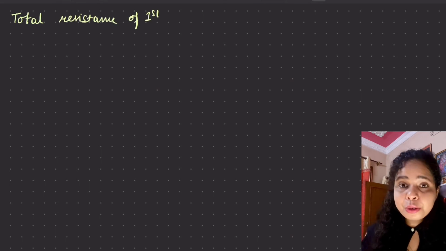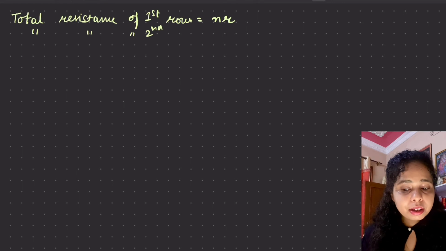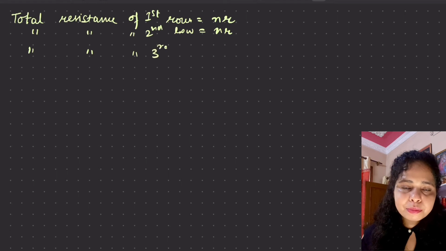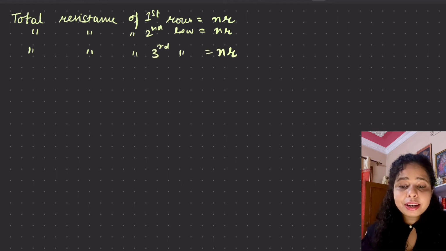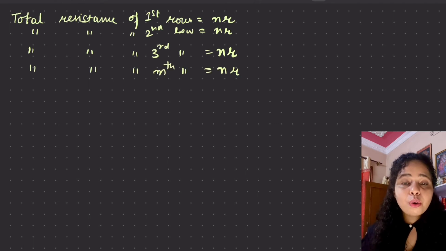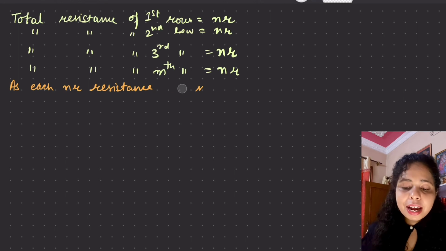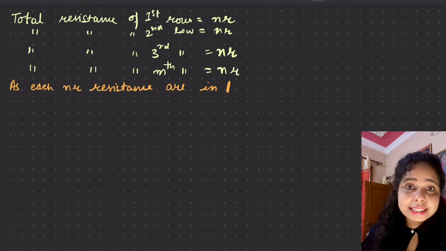Then similarly, the total resistance of the second row is equal to nr. Again, the total resistance of the third row is equal to nr. And so on, the total resistance of the mth row is equal to nr. So all these resistors are now in parallel. The nr resistance of the first row is in parallel with the nr resistance of the second row, and then those are in parallel with the nr resistance of the third row, and so on with the mth row. So all these nr resistances are connected in parallel.